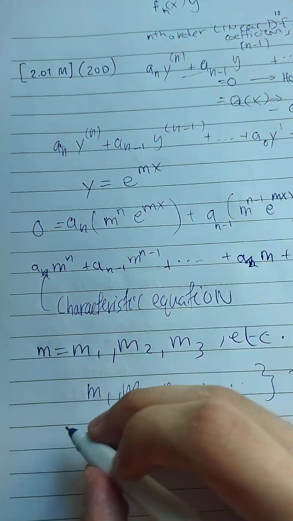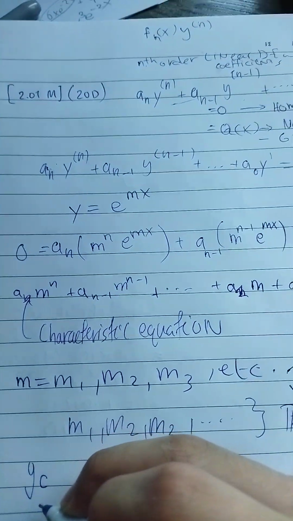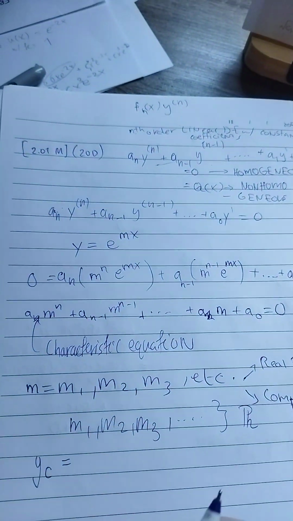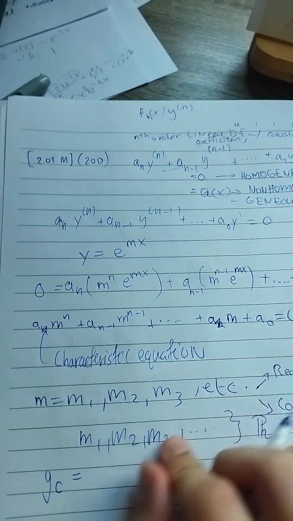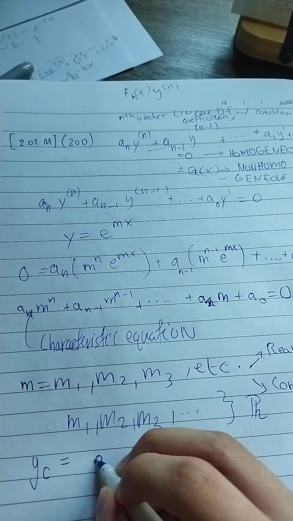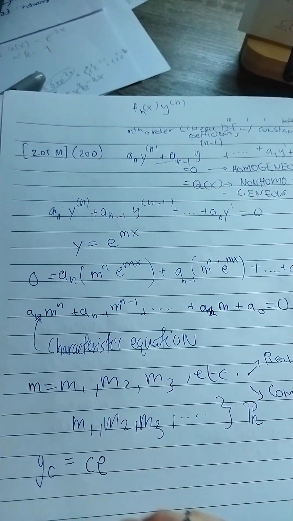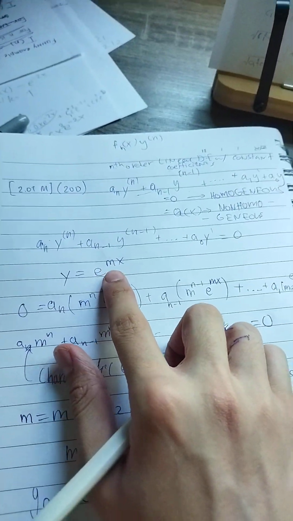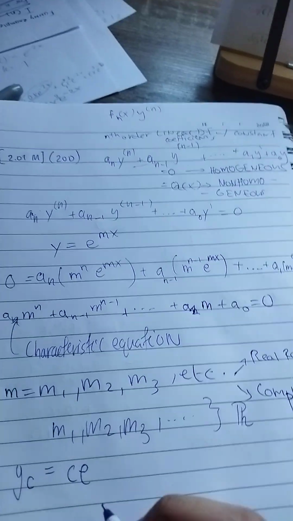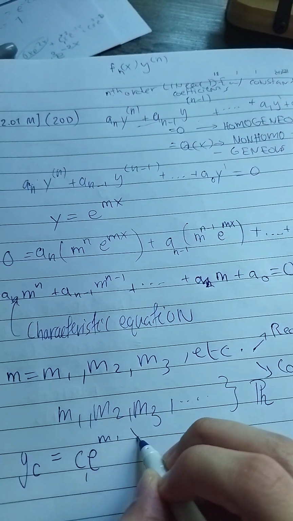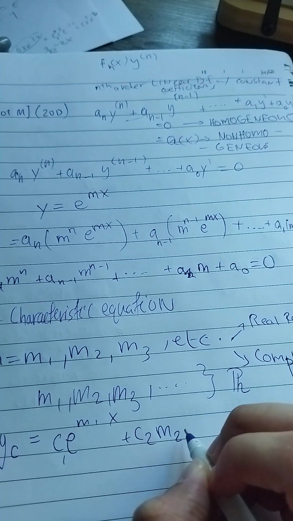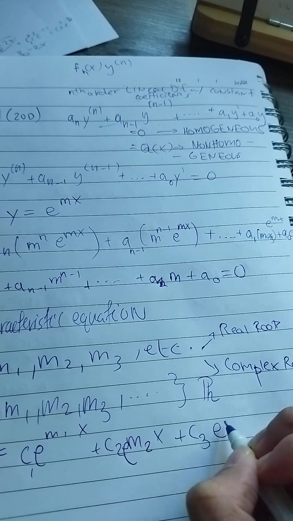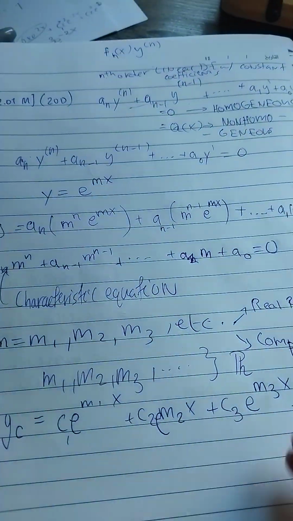So in this case, the solution, y_c, which is called the complementary function, is the general solution for a homogeneous equation. y_c will be equal to the linear sum of all of the exponentials e raised to the power of a root multiplied by x. So in this case, it will be c1 e^(m1 x) plus c2 e raised to the m2 x plus c3 e raised to the m3 x, and so on and so forth.